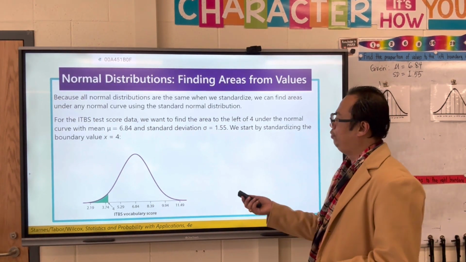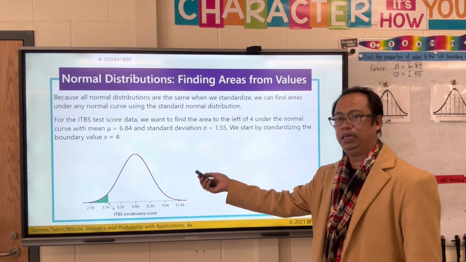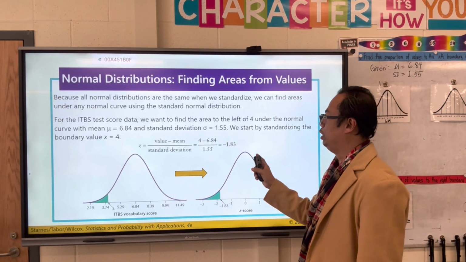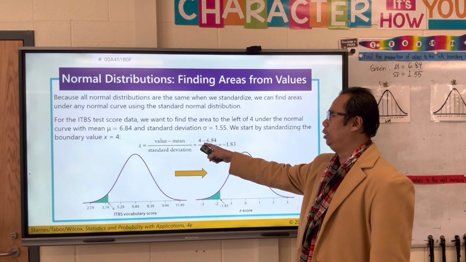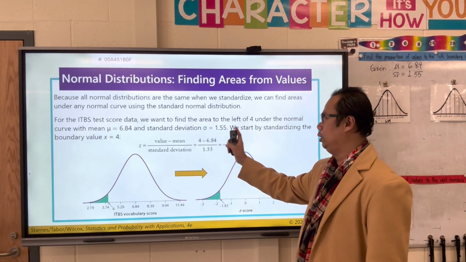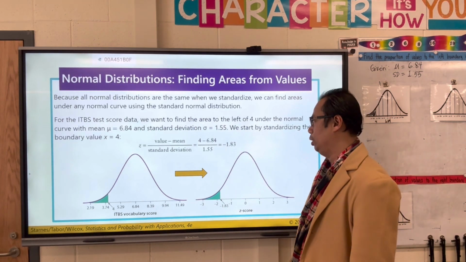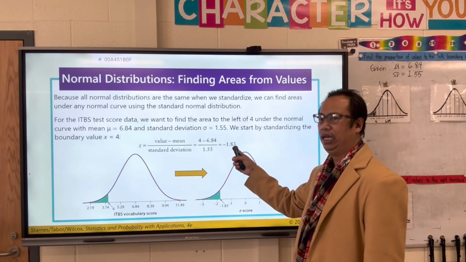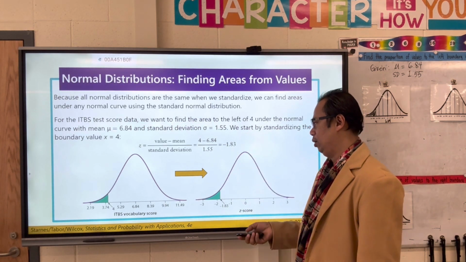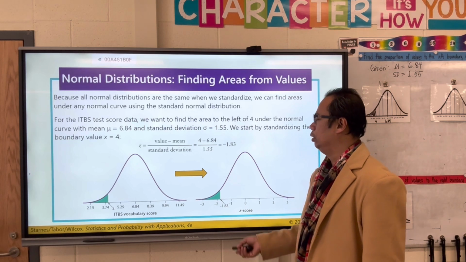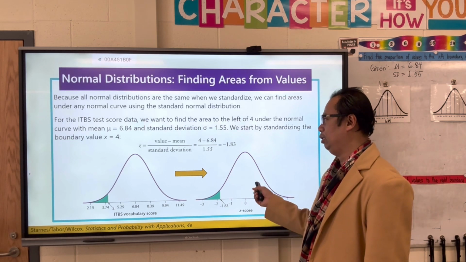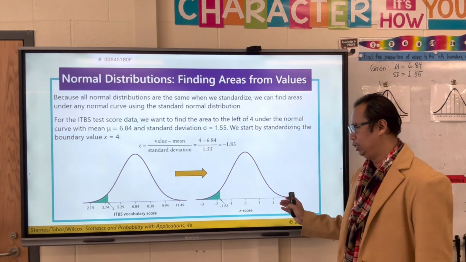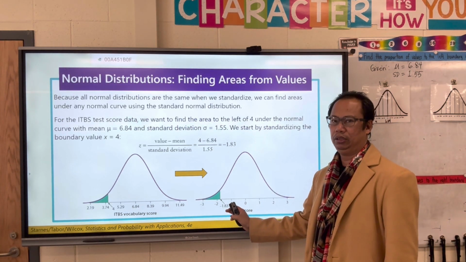So after having this graph or picture, we calculate the z-score. The z-score now will be, the 4 is the value, no? Then we subtract 6.84 and divide by 1.55. All in all, the final answer will be -1.83. Okay? So we represent that in another graph. As you can see, we have here the left side, and we have -1.83 here.